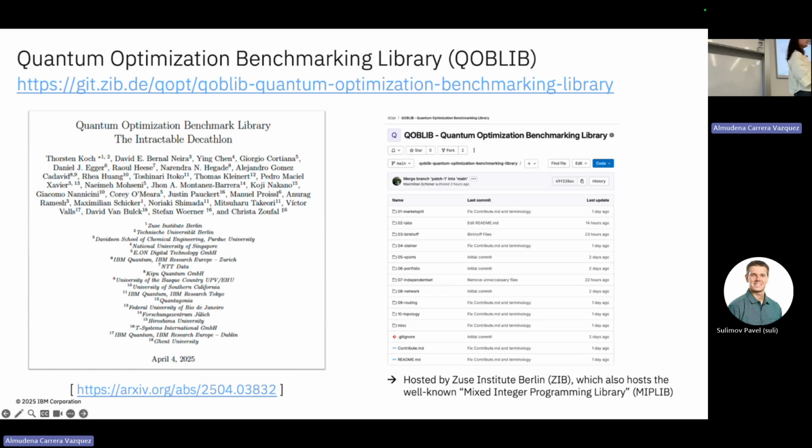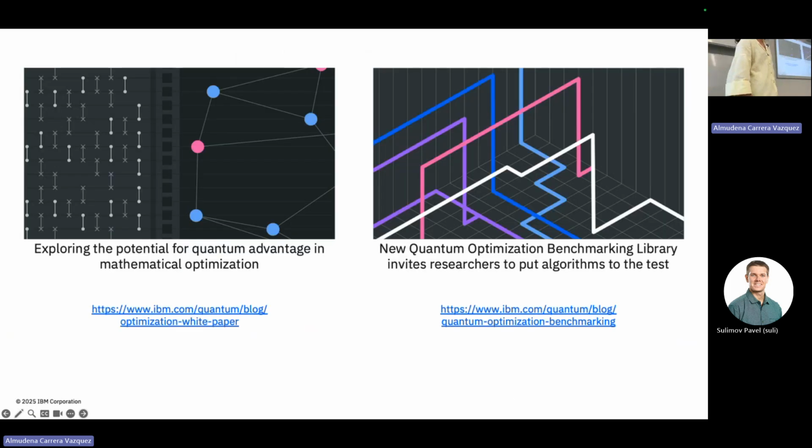So the idea is that if you have a classical or quantum algorithm that you think will be good in one of these problems, you run it and then you upload your results. In that way, we can compare apples to apples. So if you are interested, please have a look. Also, if you are interested in what are the problems that have potential for quantum advantage, they are in this white paper, and the link for the optimization benchmarking library is in there, in case you're interested.